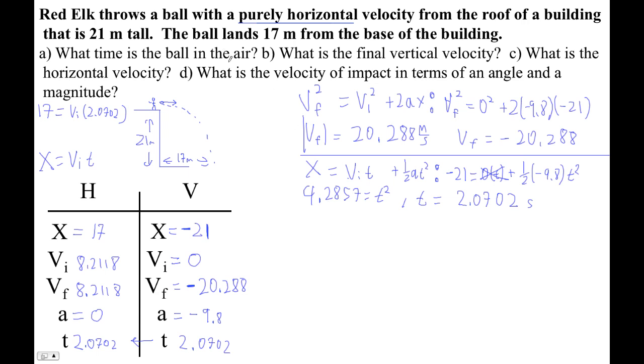What time is the ball in the air? Well, the answer to A is, if I round that to 3 places, 2.07 seconds, right? What is the final vertical velocity? I guess I'd say negative 20.3, right? So be careful, right? Remember on all these cliff problems, all these velocities will be negative. We start at rest and we always are moving down, right? C says, what's the horizontal velocity? I guess I'd say 8.21.